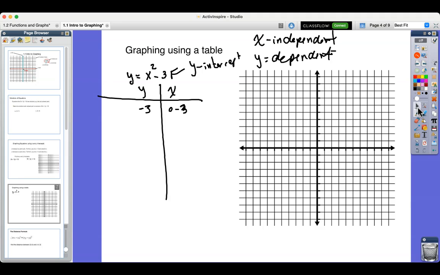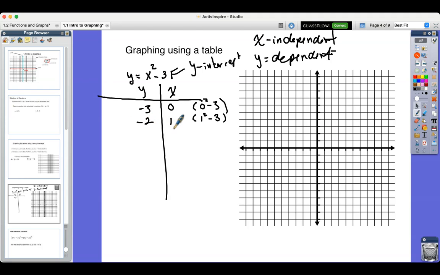So when I put a 0 in for x, I get a negative 3 for y because, and I'm going to do the math over here, it was 0 squared minus 3. If I put in a 1 for x, what happens to y? Well, let's see. You get 1 squared minus 3. 1 squared is 1. Minus 3 is negative 2.